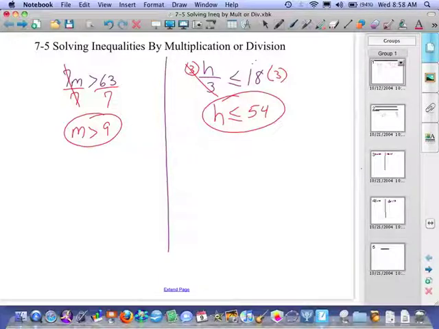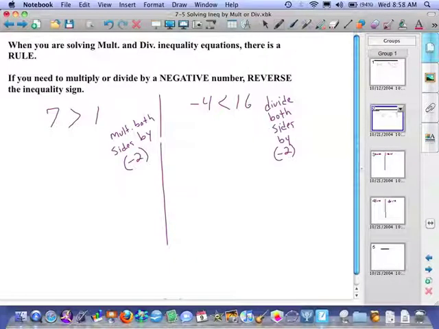There are problems where you're going to have to pay attention to some things, and that shows up on the second slide here. Whenever you're solving inequalities, multiplying or dividing, there's a rule. If you need to multiply or divide by a negative number, you have to switch the inequality sign. It's very important that you see this. And these two examples here are going to show you exactly why that works.